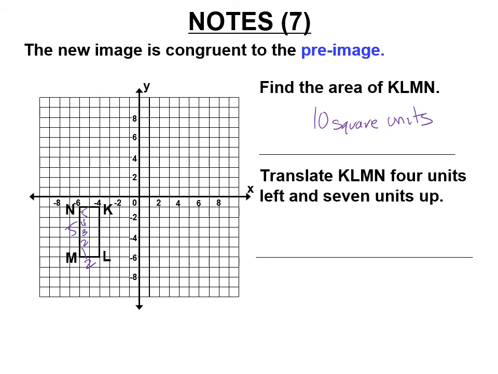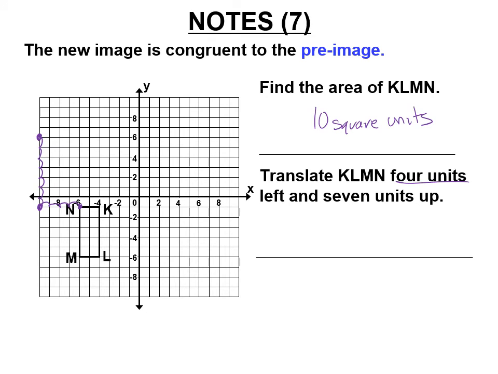Now, translate KLMN 4 units left and 7 units up. So I'm going to pick a corner. I'm going to clean it up a little bit. 4 units left. So I'm going to take N and go 1, 2, 3, 4. I'm way out at negative 10 there. And 7 units up. 1, 2, 3, 4, 5, 6, 7.